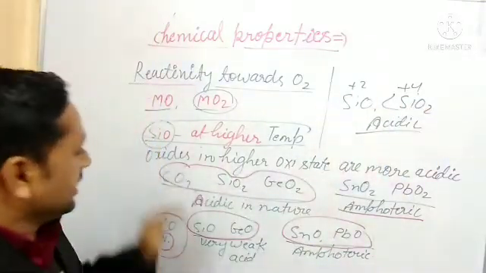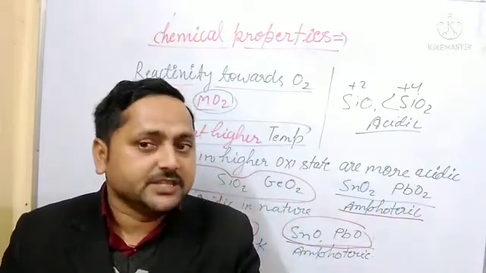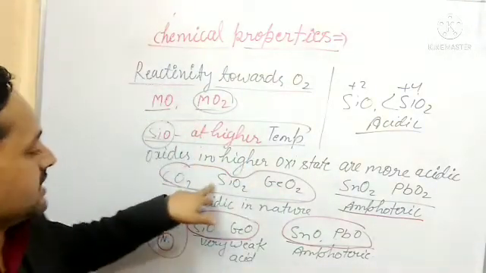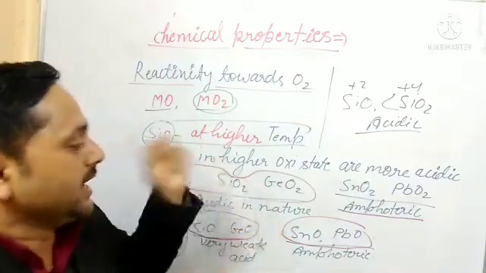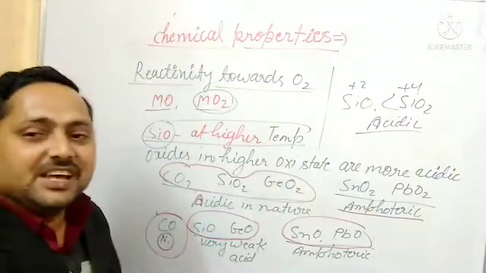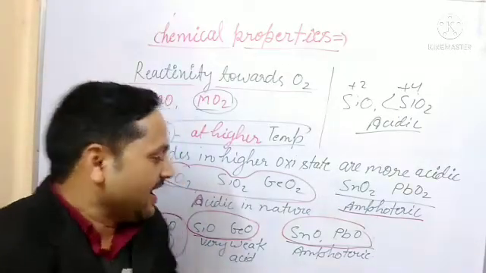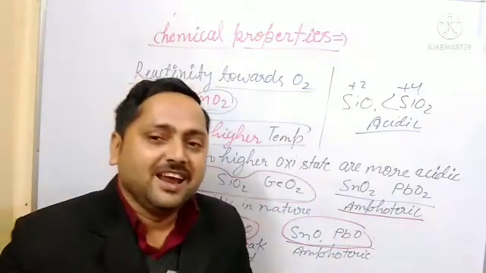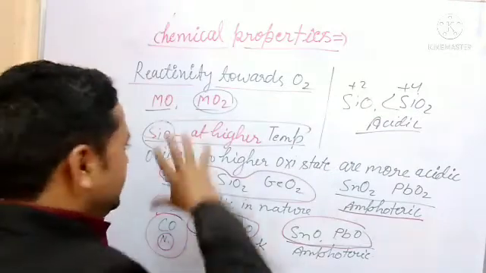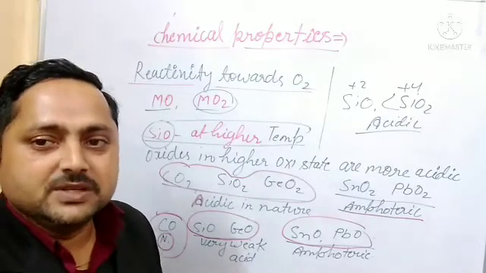Next, if they form oxides, what will their nature be and how does their acidic nature change down the group? CO2, SiO2 and GeO2 are acidic in nature, while SnO2 and PbO2 are amphoteric. Monoxide CO is neutral, SiO and GeO are very weak acids, and SnO and PbO are amphoteric in nature. These are the overall properties, and I will also add this picture at the end of this lecture, so please watch this video till the end.